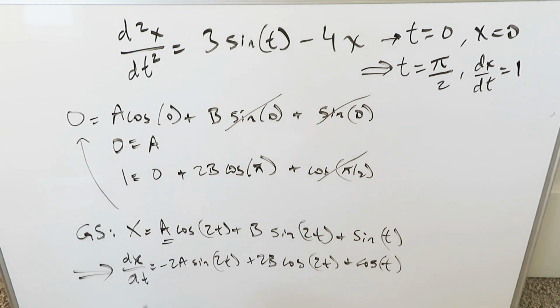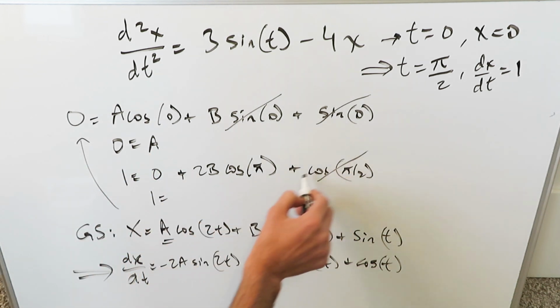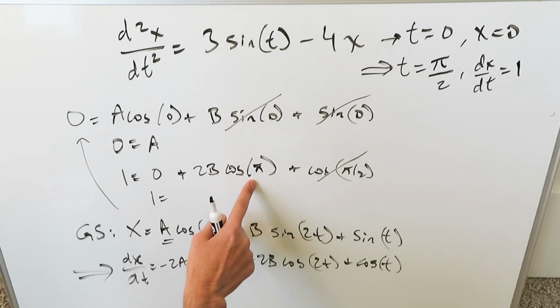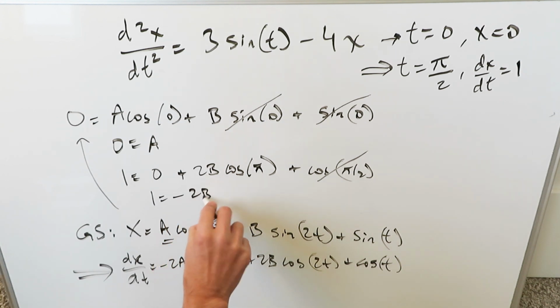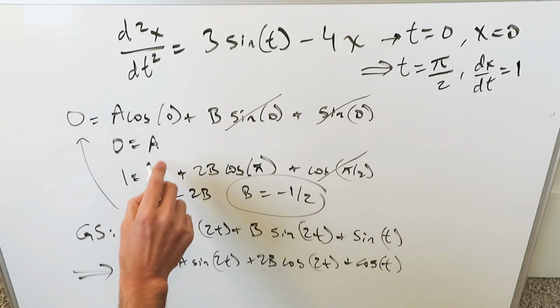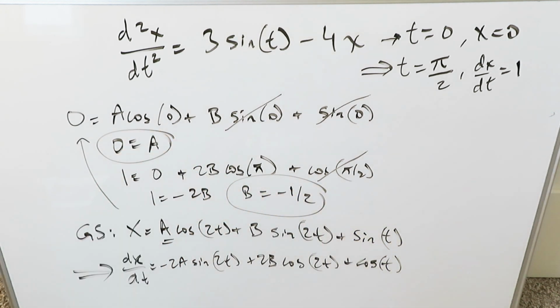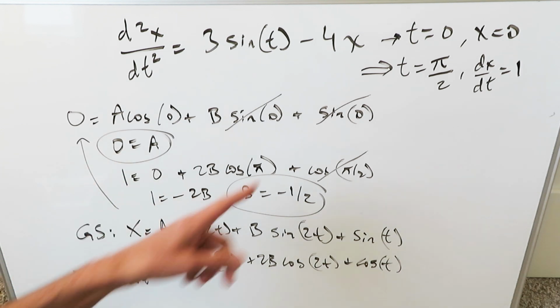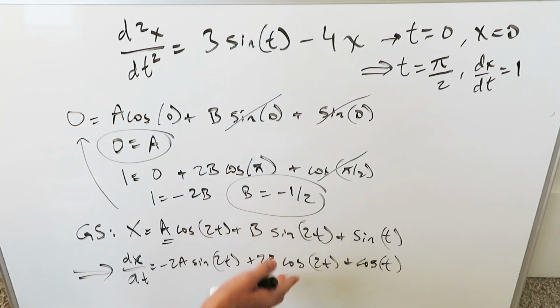We've determined the value of a, and now we're determining the value of b. I have 1 is equal to 0, plus 0. Cosine of pi is what? It's minus 1. I have minus 2b. Therefore b is equal to minus 1 over 2. I've determined b is equal to minus 1 over 2 and a is equal to 0. I determined one constant using the top values, and the second constant using the bottom values.